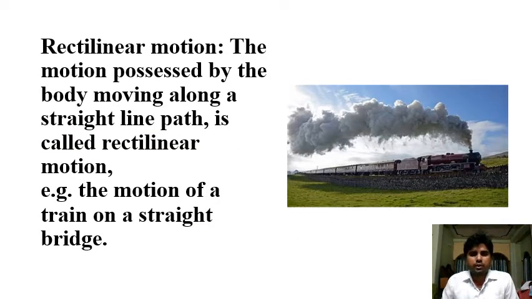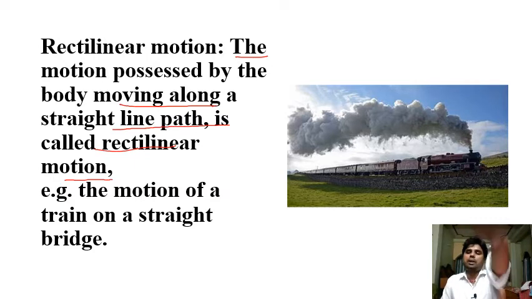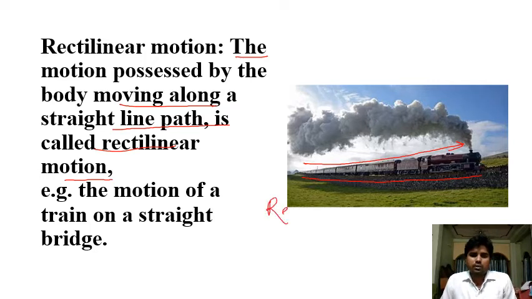Yes students, so here we can say that the motion possessed by a body moving along a straight line path is called rectilinear motion. So any object moving in a straight line, such motion can be noted as rectilinear motion. In this image also we can see that this train is moving on a straight railway track. So here also we can say that this train is following rectilinear motion.